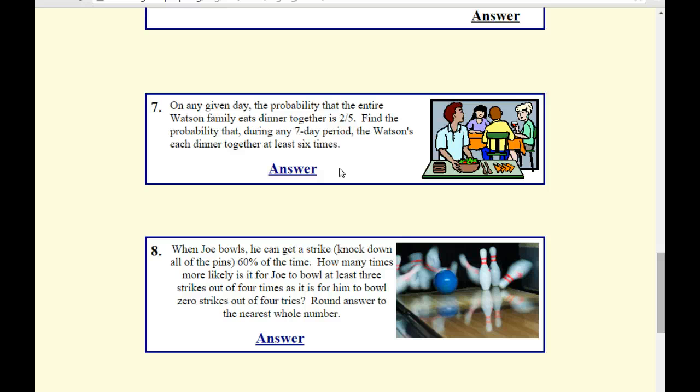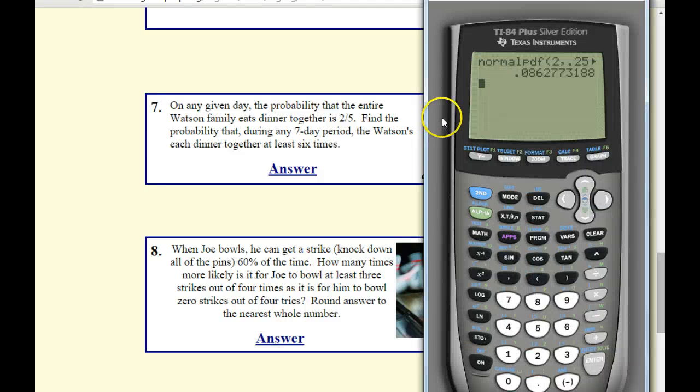Does that mean 6 or fewer? Means 6 or more. So out of 7 days, that would mean what? 1 or fewer times they don't all eat, right? Okay, I'm going to read the question to you again. On any given day, the probability the entire Watson family eats dinner together is 2/5. Find the probability that during any 7-day period, the Watsons eat dinner together at least 6 times. So at least 6 times means they don't eat dinner together, 1 or fewer. Okay? So what's the chance they don't eat dinner together if it's 2 out of 5 that they do?